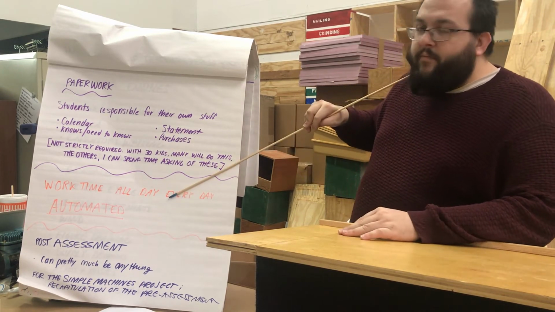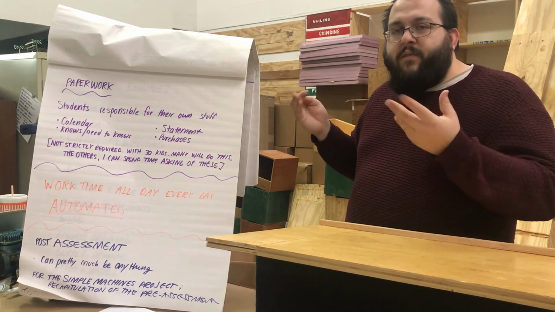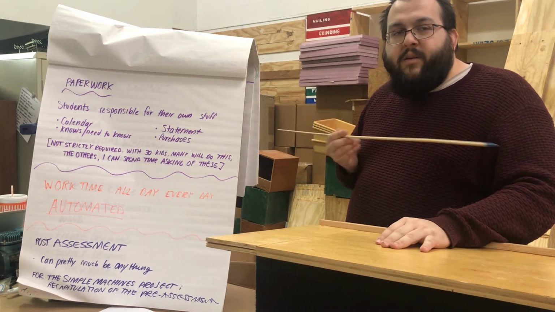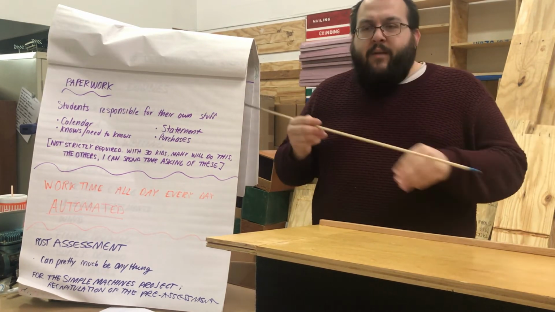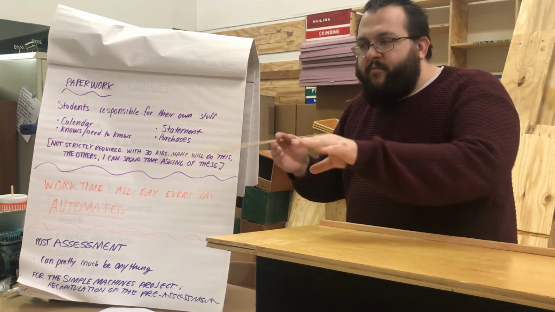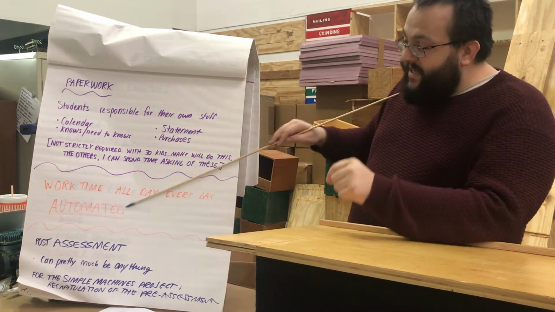Work time all day, every day. That's the automated part, okay? The classroom just functions. It just goes. It just works. It's like a clock, okay? Students come in. They do work for various assignments. Everybody's working on different things. Maybe they're collaborating, maybe they're not. Maybe they're building something, maybe they're not. Maybe they're doing practice problems, maybe they're doing something else. Work time all day, every day. That's the automated part.